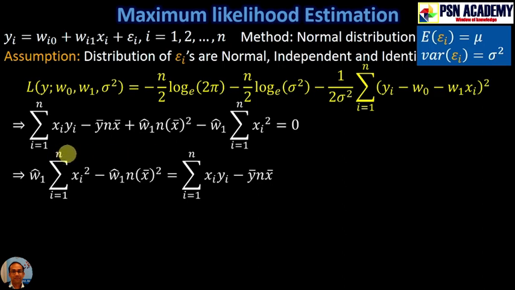Now you rearrange the terms, the w1s on one side and the other terms on the other side. So w1 n x bar squared minus this one, you move this part to the right hand side, right? Then it becomes w1 hat summation of xi squared minus w1 hat n x bar squared equal to this term, these two terms, this one and this one.